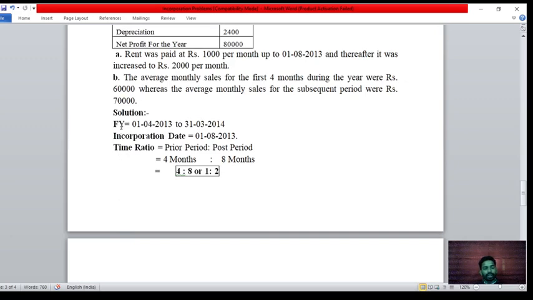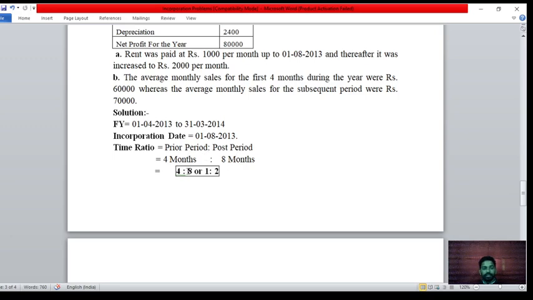Here, the solution: the financial year is 1st April 2013 to 31st March 2014. The incorporation date is 1st August 2013. So the prior period is 1st April 2013 to 31st July 2013, which will be 4 months. It is the prior period. After incorporation, August to March will be 8 months, which is nothing but the post period. So the prior period is 4 months and the post period is 8 months.